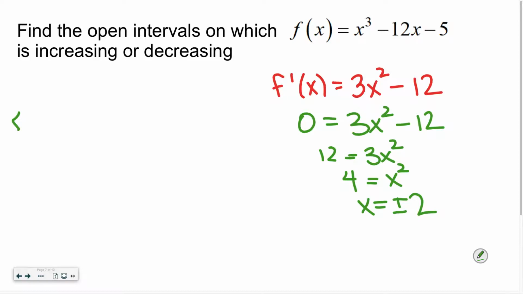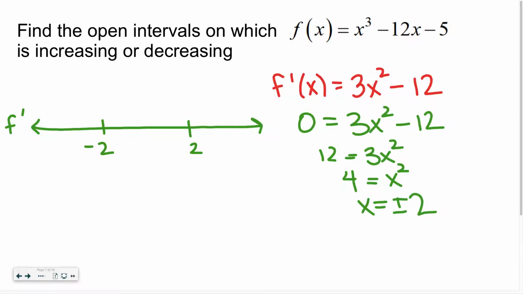And to help remind yourself what this number line represents, it is a number line of our derivative. Our critical numbers were -2 and +2. And we need to determine where our derivative is positive versus negative. So all we have to do is plug in numbers. What is a number to the left of -2?